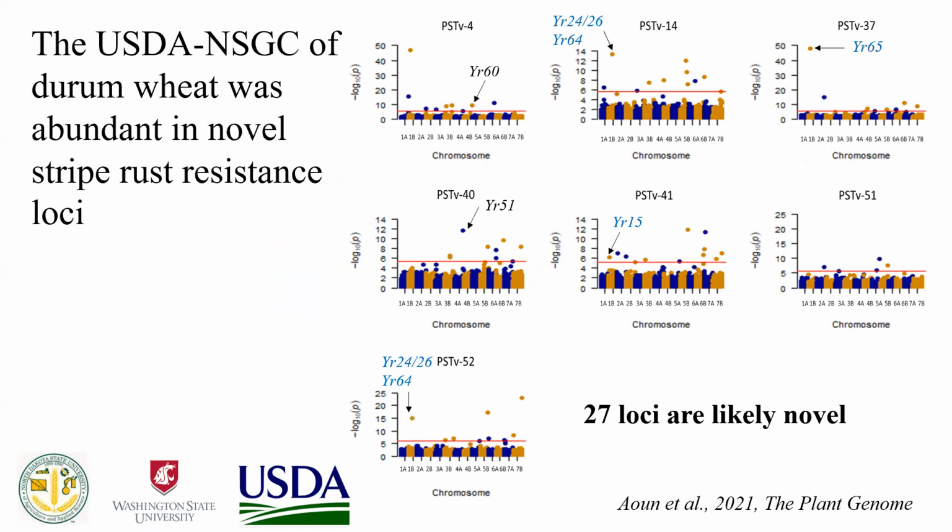This germplasm was also evaluated at seedling stage to 7 races from Washington, and the GWAS allowed the identification of more than 50 loci. Half of them are possibly novel, as they were not known to be present close to known stem rust or stripe rust resistance genes. The ones highlighted here in blue were previously known to be present, whether in durum or in emmer wheat.